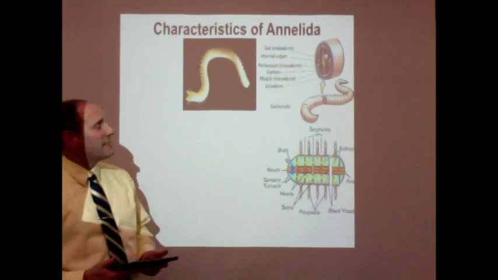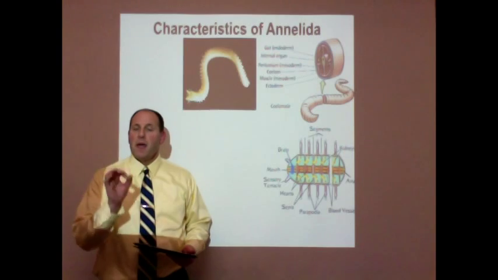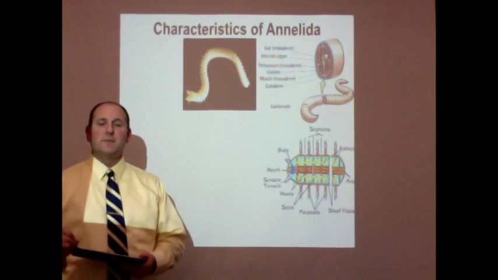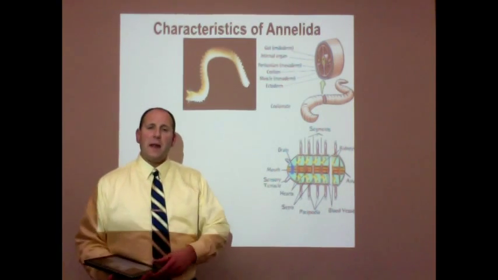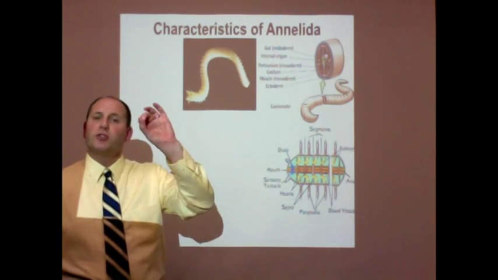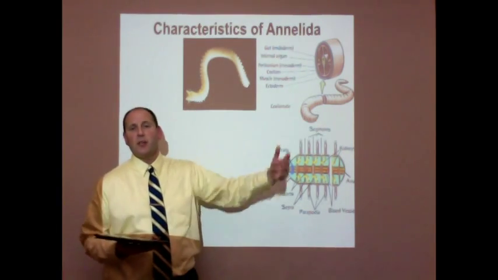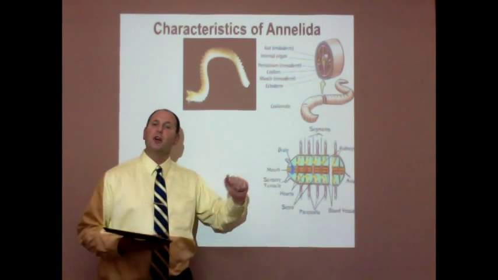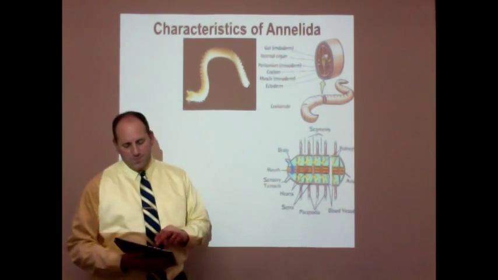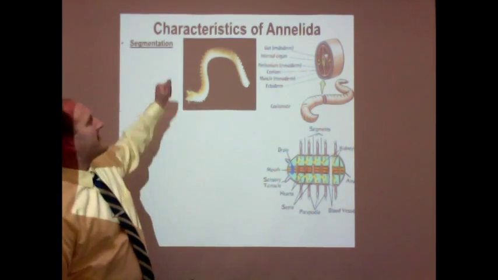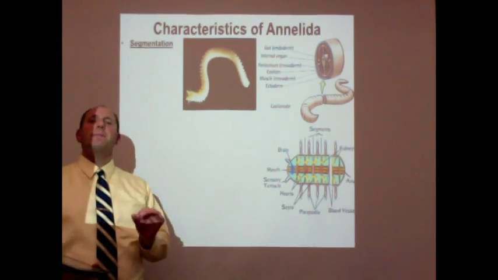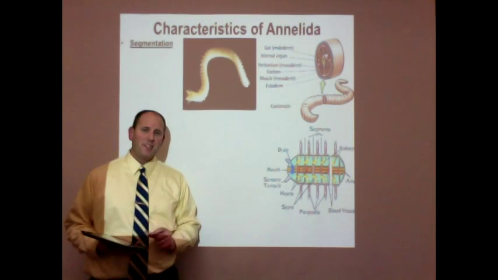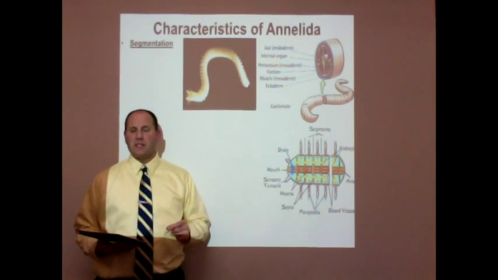That name, annelid, means little rings. And all of these organisms in this particular group are made up of these very small circular structures that make the organism. It looks like they're made up of a whole bunch of little rings all stacked together. What scientists call that is segmentation. And segmentation for these particular organisms is their most distinctive feature.